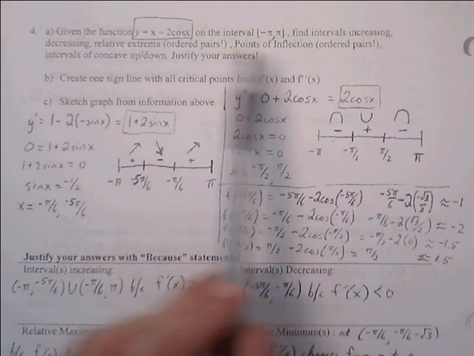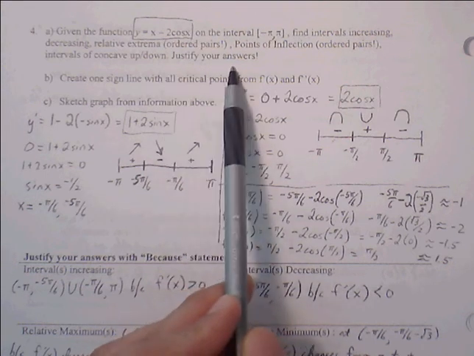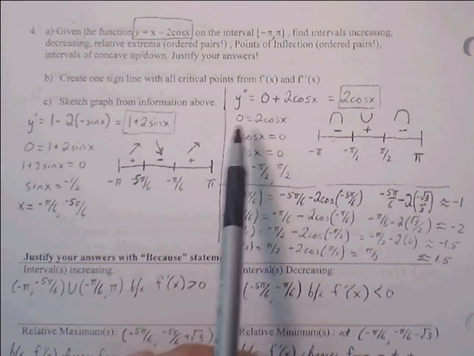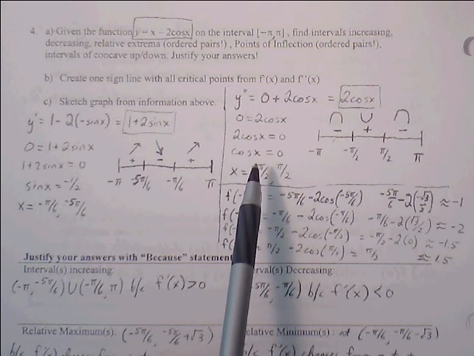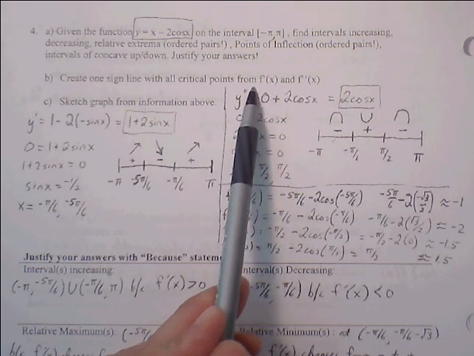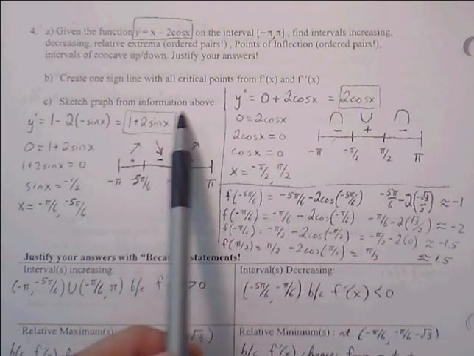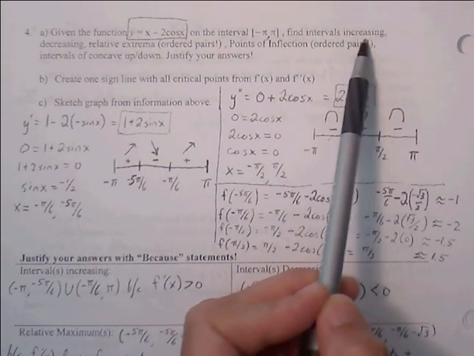We need ordered pairs for that. Points of inflection, provide ordered pairs, and intervals concave up, concave down. So we have a curve sketching problem here. You want to be able to list out all the properties of the slope and concavity behavior of the graph. We're going to create a sign line for all the critical points, and then we're going to sketch the graph. First we're going to find out when the graph is increasing, decreasing, relative extrema.